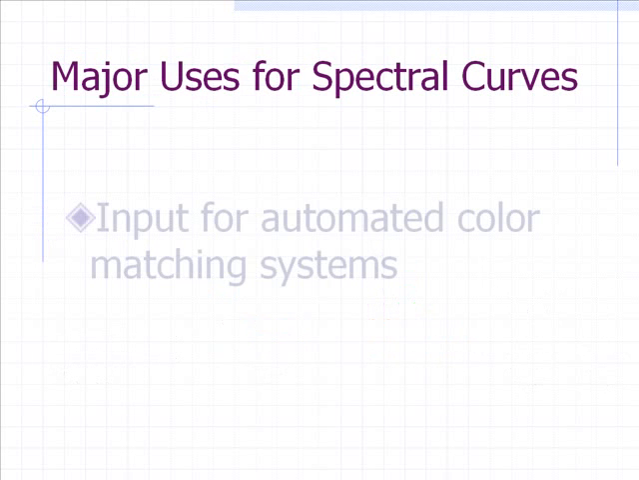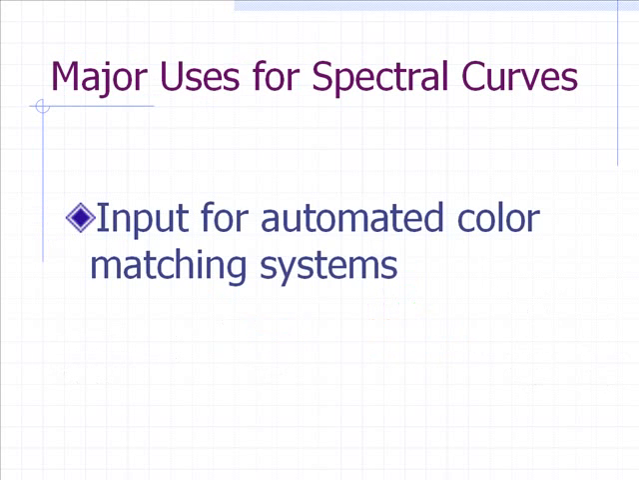Another is for input for automated color matching systems. When somebody goes to work as a color matcher, you can match colors several different ways. One of them is visually. You just look at it and decide which colorants you think you should put into it, mix those up, make a sample, look at the two visually, and then decide if you need to adjust it.